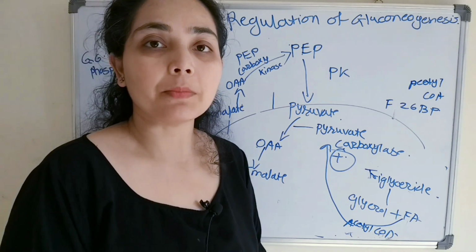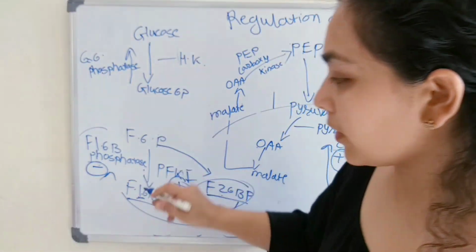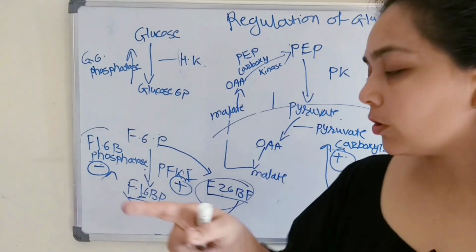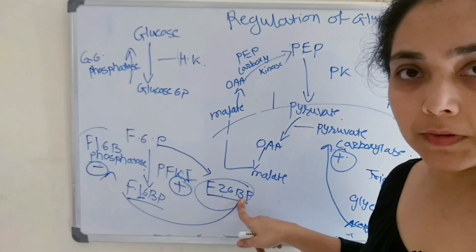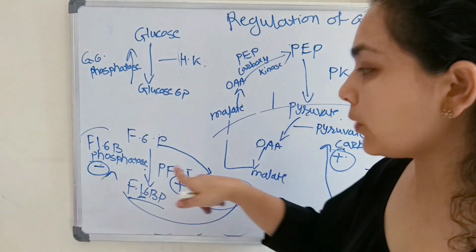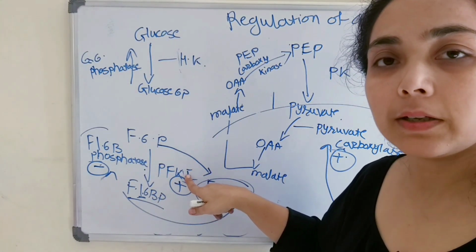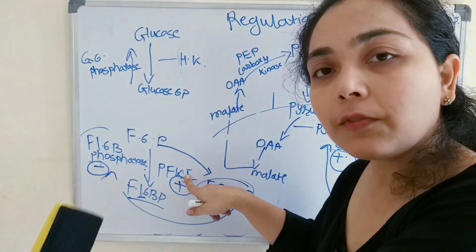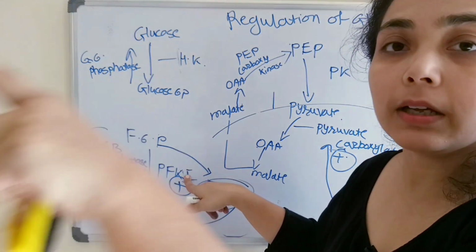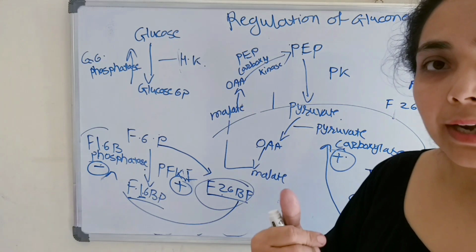Are you getting what is happening? During glycolysis, when fructose 6-phosphate has converted to fructose 1,6-bisphosphate, some of the molecules will convert to fructose 2,6-bisphosphate, and that is a very strong positive regulator for phosphofructokinase 1. But while it is a positive regulator for phosphofructokinase 1, it will negatively regulate gluconeogenesis, therefore it acts as a negative regulator.